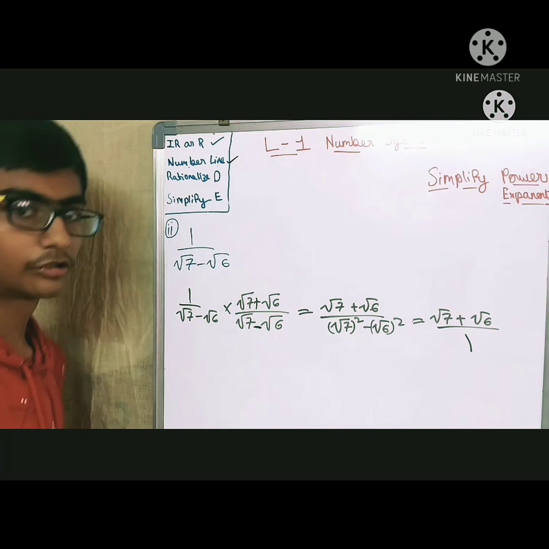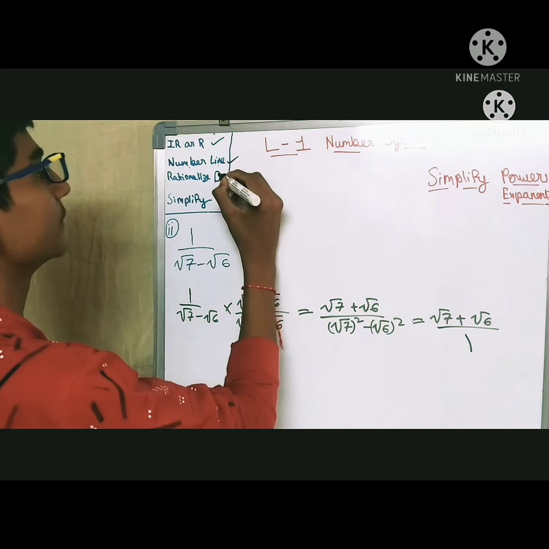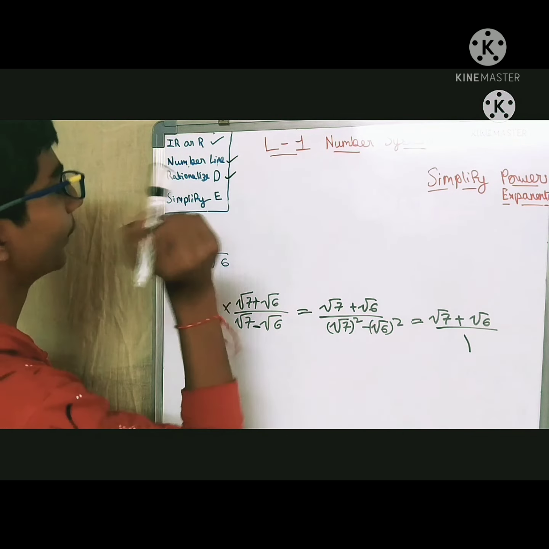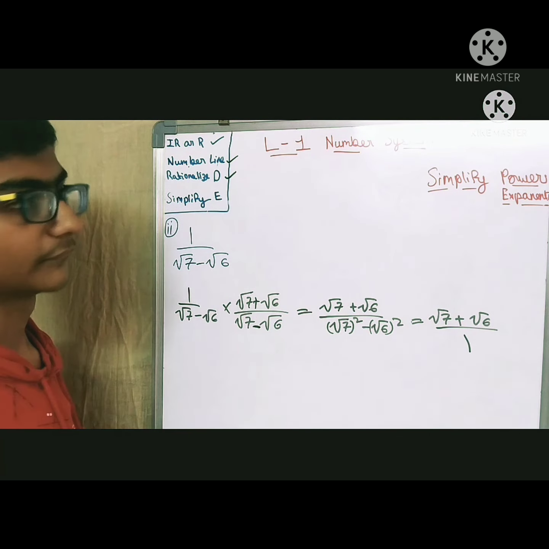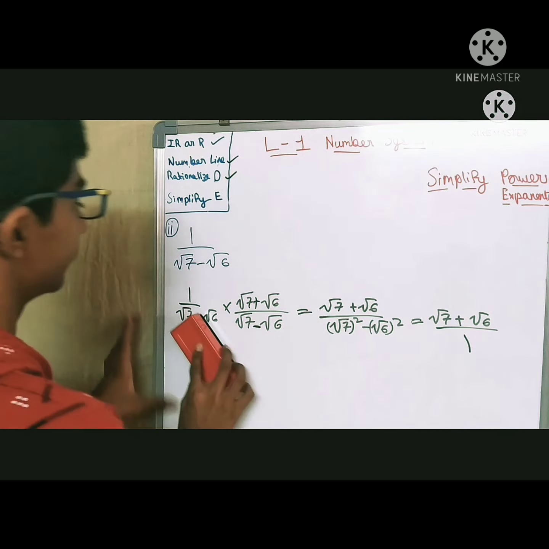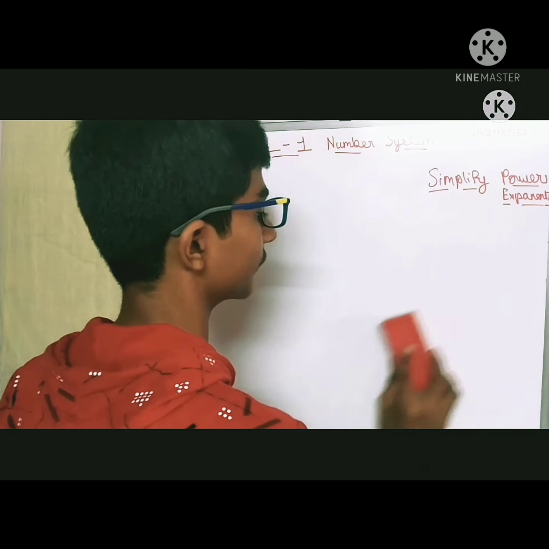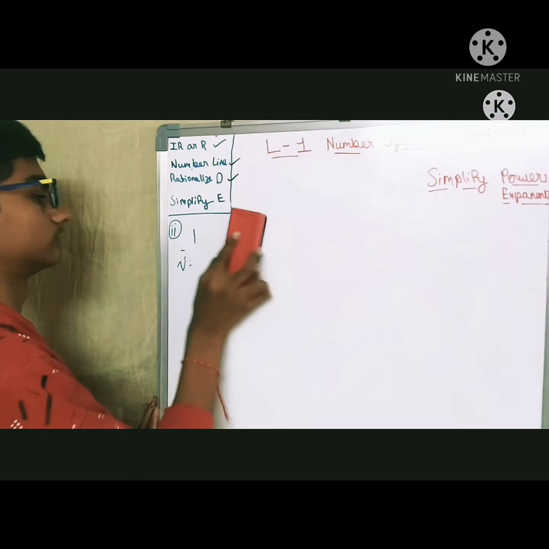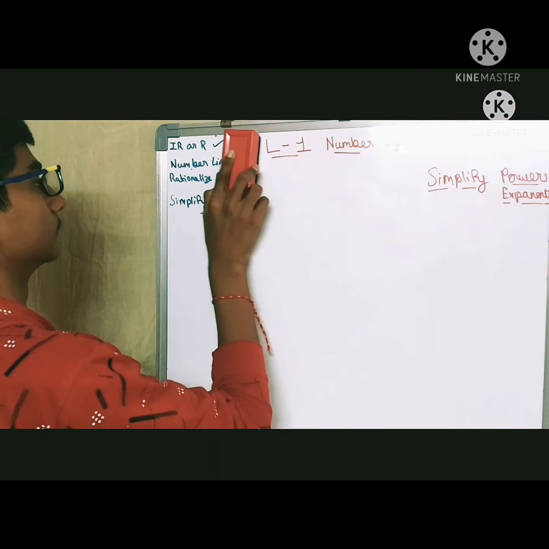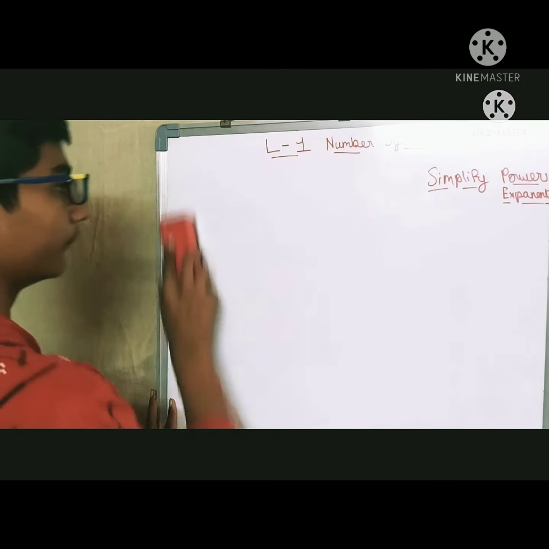I am not taking any more sums because you have clearly understood this. So rationalizing the denominator is done. Now simplify. Very important topic. Simplify is a very important topic. So you have to simplify.